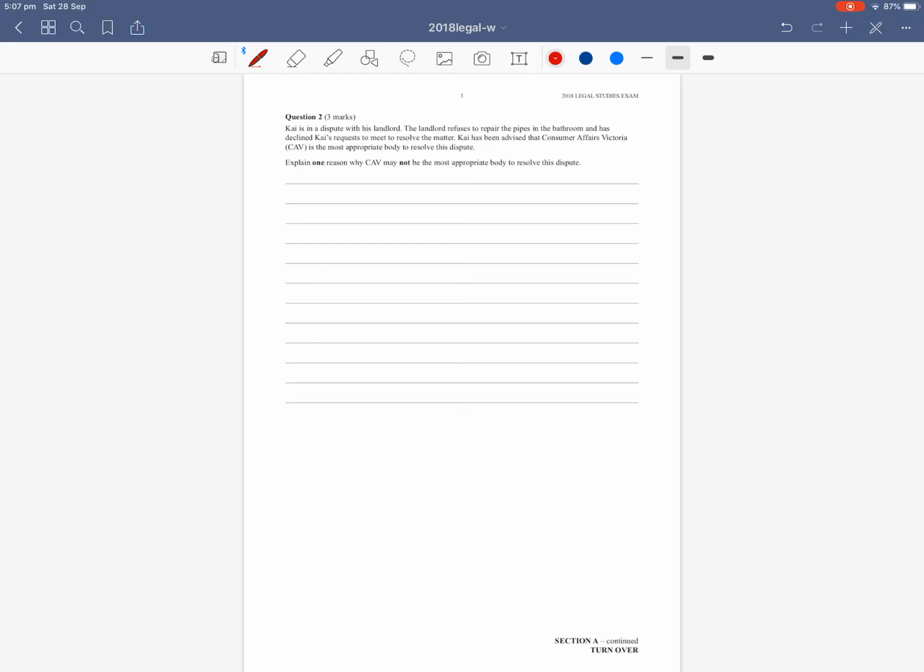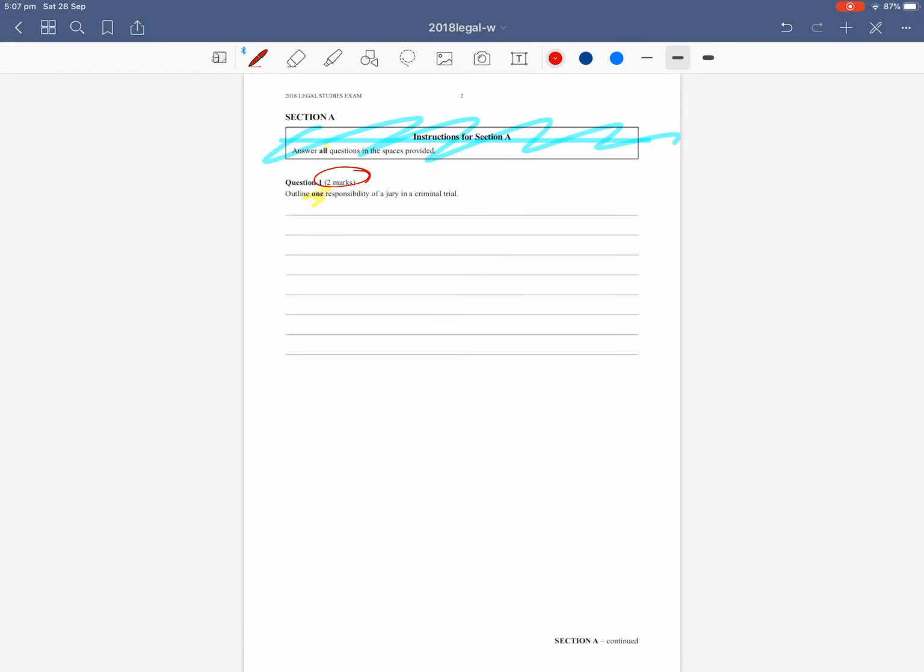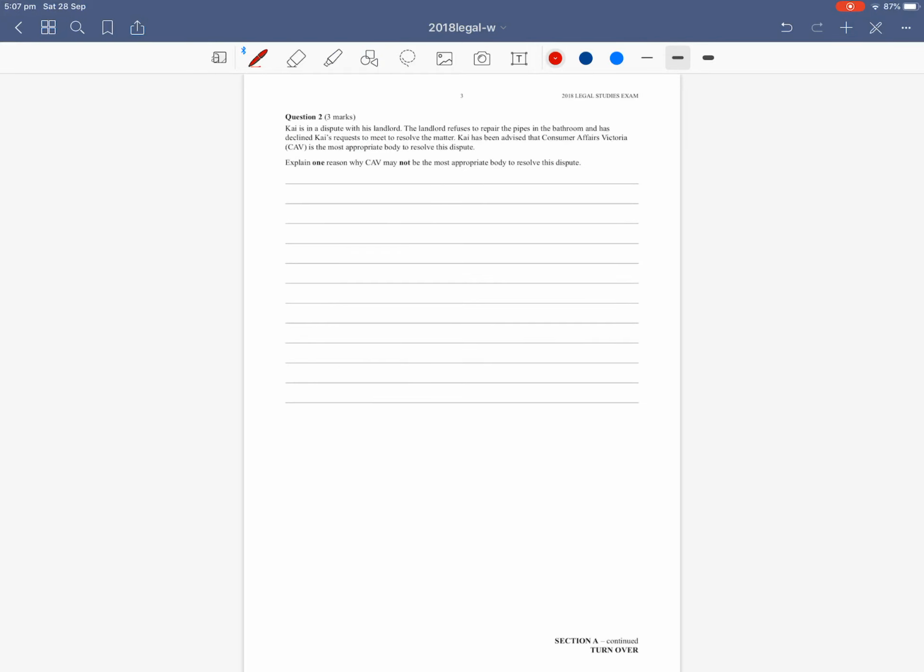Here we've got stimulus, very different. Look at question 1, everybody can answer this. Question 2, we're given stimulus material. So we look at this. Kai is in a dispute with his landlord. The landlord refuses to repair the pipes in the bathroom and has declined Kai's request to meet to resolve the matter. Kai has been advised that Consumer Affairs Victoria is the most appropriate body to resolve this dispute. Explain one reason why CAV may not be the most appropriate body to resolve this dispute.